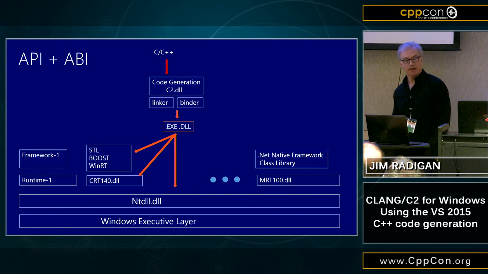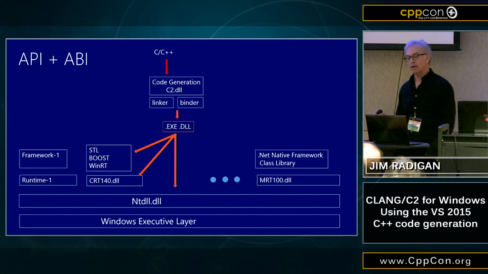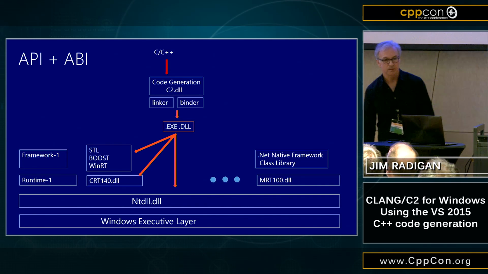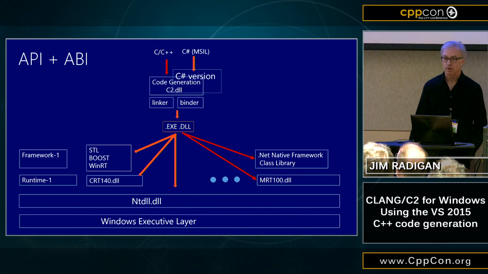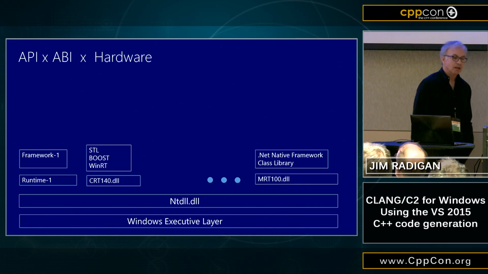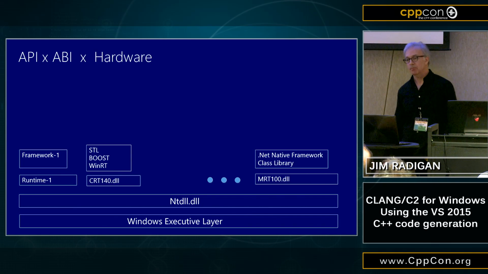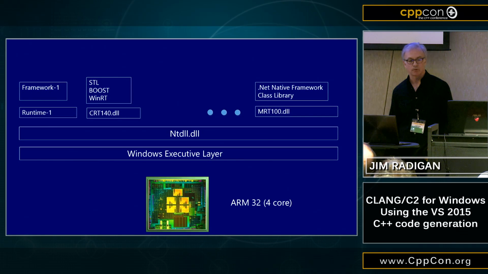That's the world I see every day. I see compiling for frameworks and runtimes, as well as the executive layer of the operating system, in addition to all the other things that I just listed. And we do that for the managed side as well, because we take in MSIL. So the API and the ABI gets complicated because it's cross-barred with the hardware that we have to target. So if you think about it, all of this is unique to the hardware target.